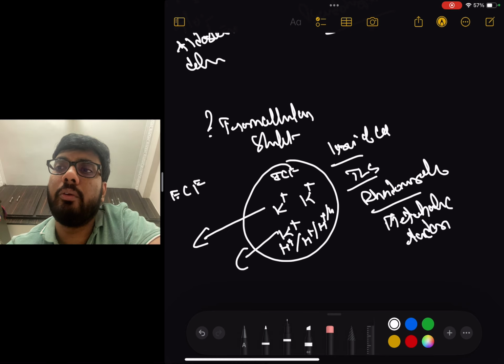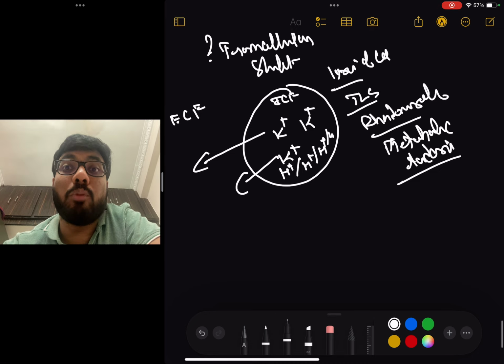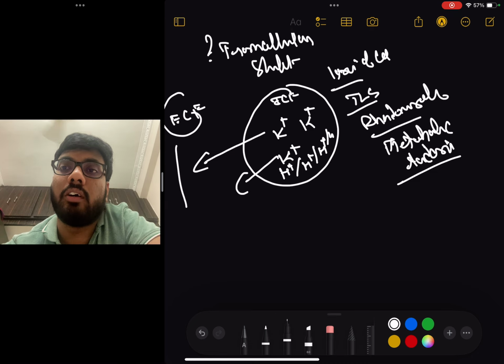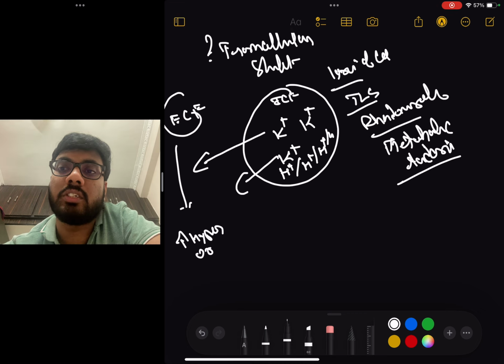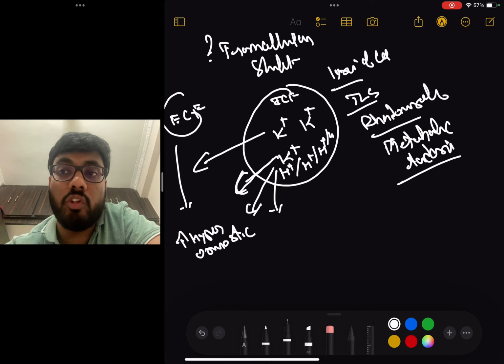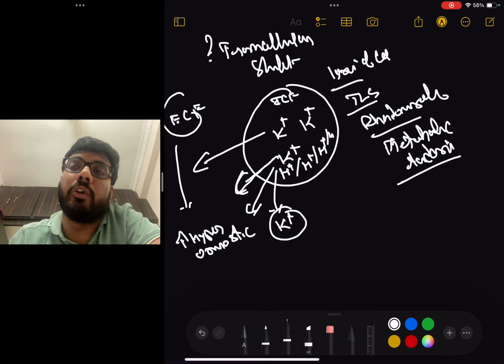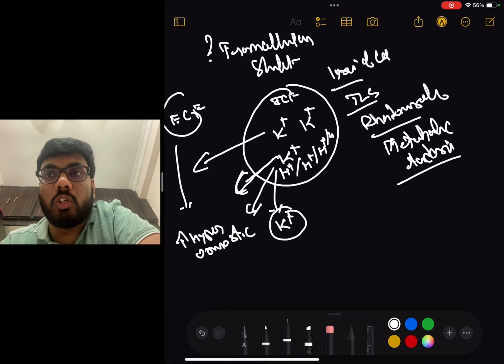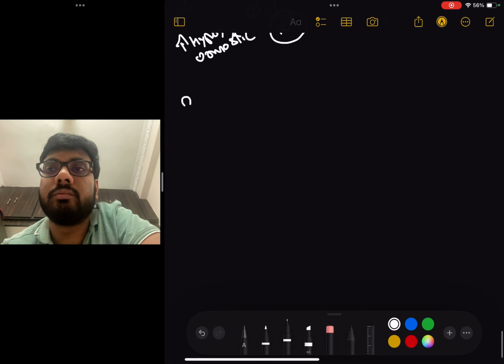Or it could be due to hyperosmotic conditions. Suppose in the ECF, osmolarity is very high, hyperosmotic conditions such as diabetic ketoacidosis. What will happen? There is a movement of water from ICF to ECF. Along with the water, what moves is potassium as well. This will also lead to hyperkalemia. That's it. Okay. How do you treat hyperkalemia?